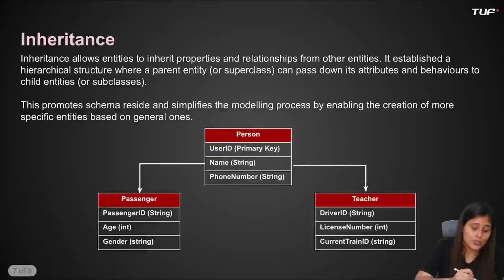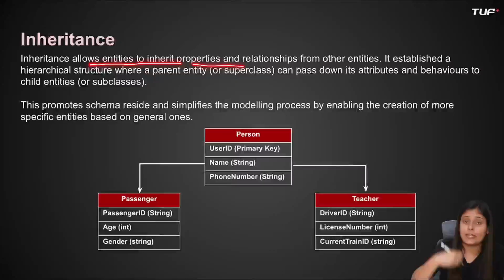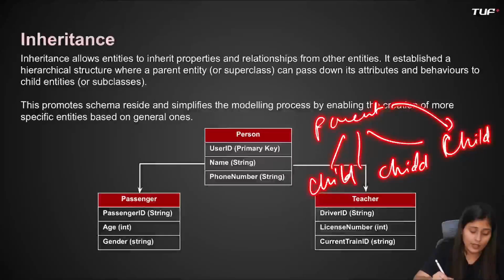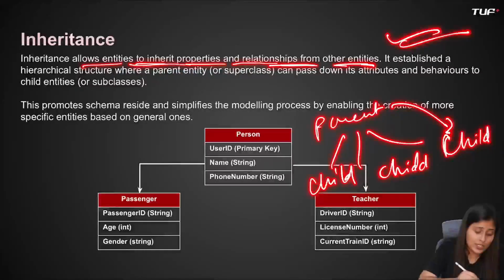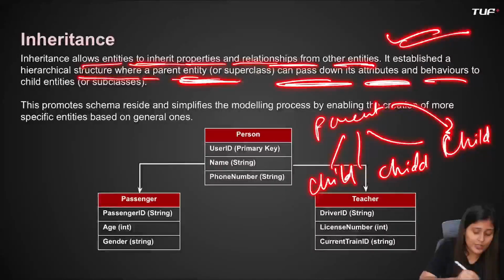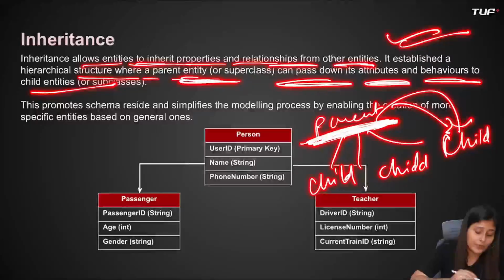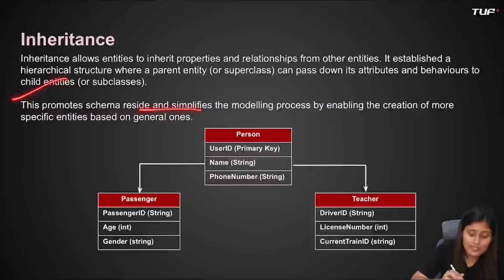Next is inheritance. Inheritance allows entities to inherit properties like how we do in object-oriented programming. We make a parent, and whatever children we make, the children will inherit the properties or attributes of the parent. So it allows entities to inherit properties and relationships from other entities. It establishes a hierarchical structure where a parent entity can pass down its attributes and behaviors to the child entity. This promotes schema reuse and simplifies the modeling process.